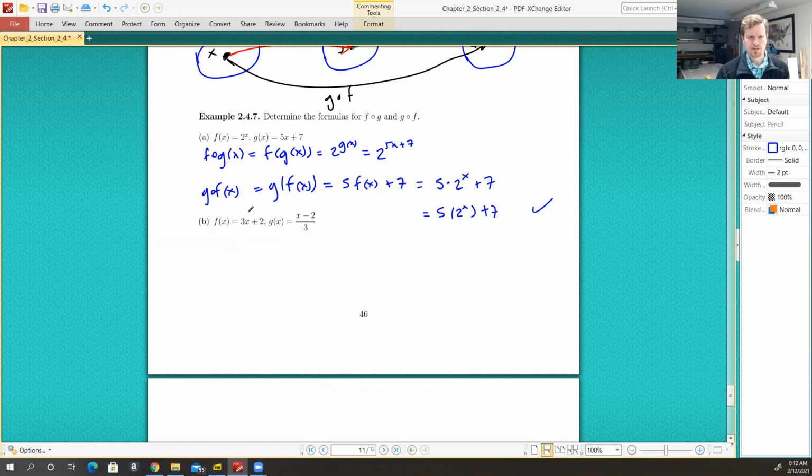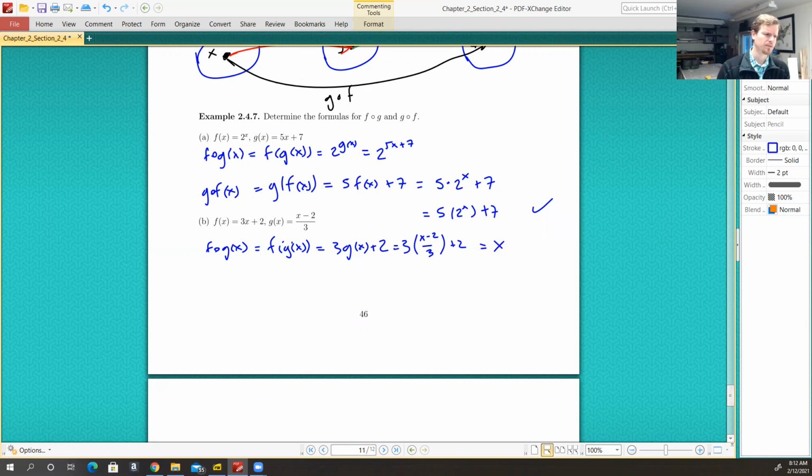For our next example, we have f of x is 3x plus 2, and g of x is x minus 2 over 3. So composition, f composed with g of x is f of g of x. And so we have 3 times g of x plus 2. And that would be 3 times x minus 2 over 3, plus 2. 3 divided by 3 goes away. X minus 2 plus 2 is just X.